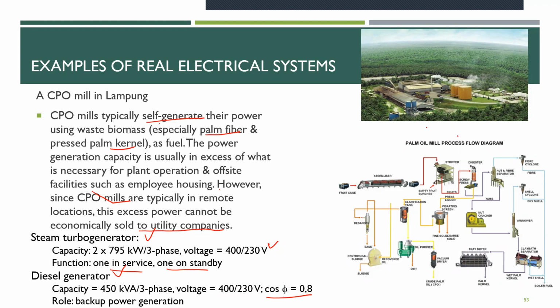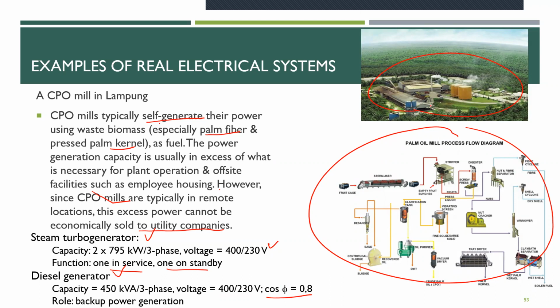Okay, so this is a schematic of the palm oil process flow diagram, and this is the illustration of the plants in Lampung. In this process, we use the crude palm oil and also a kernel, which is produced from the fresh fruit bunch, or in Indonesia we call it tandan buah segar.